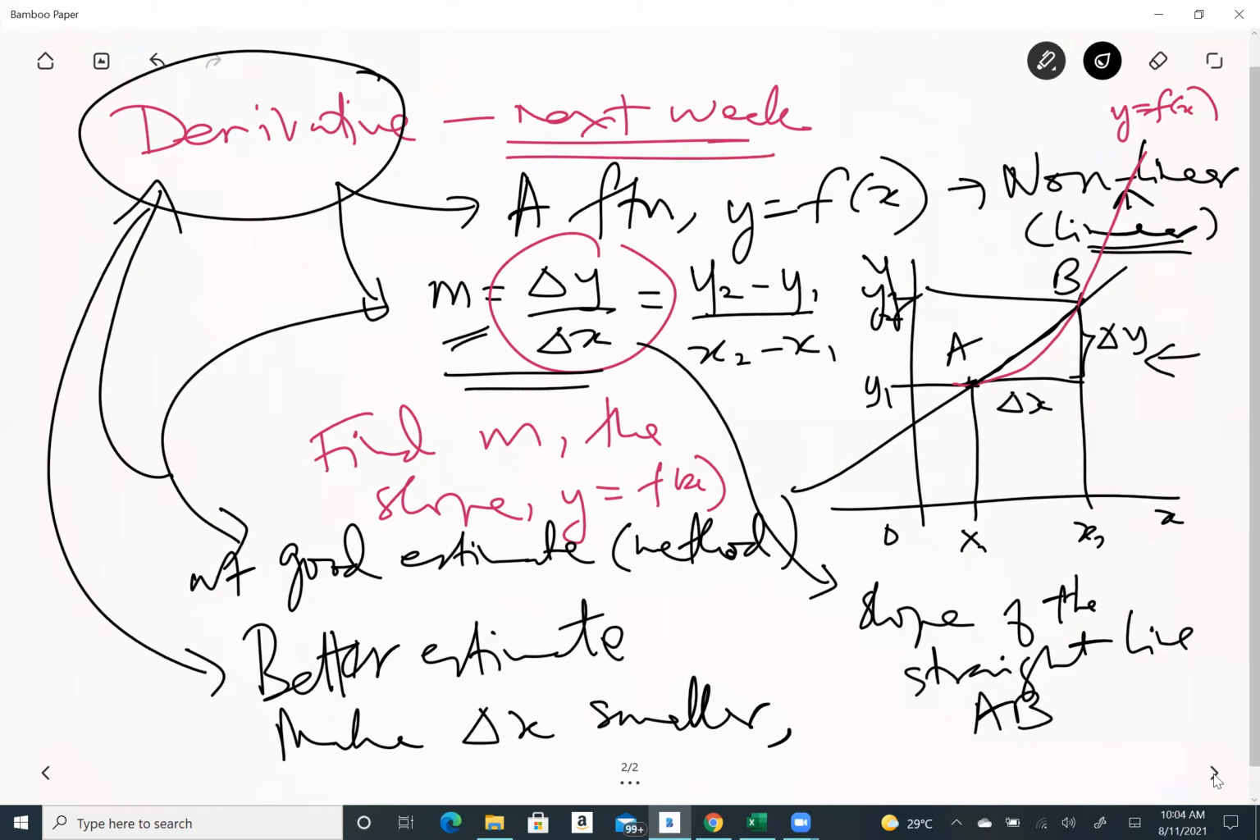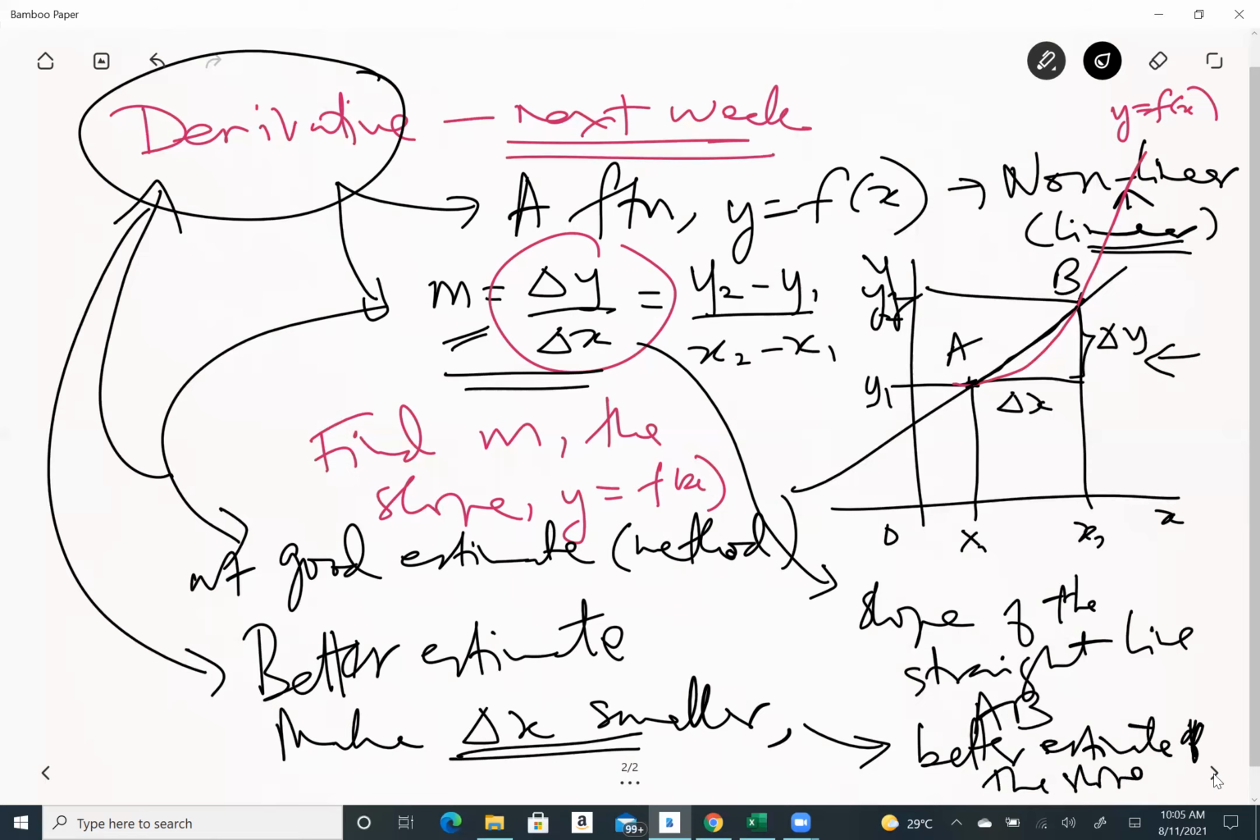Right? If I make delta x smaller, then you will see that the slope of the straight line will be closer to the shape of the curve. So this is what I want to show you. Make the delta x smaller, and by making the delta x smaller, you can have a better estimate of the slope. So that is our idea: you want to make delta x smaller and smaller and smaller.